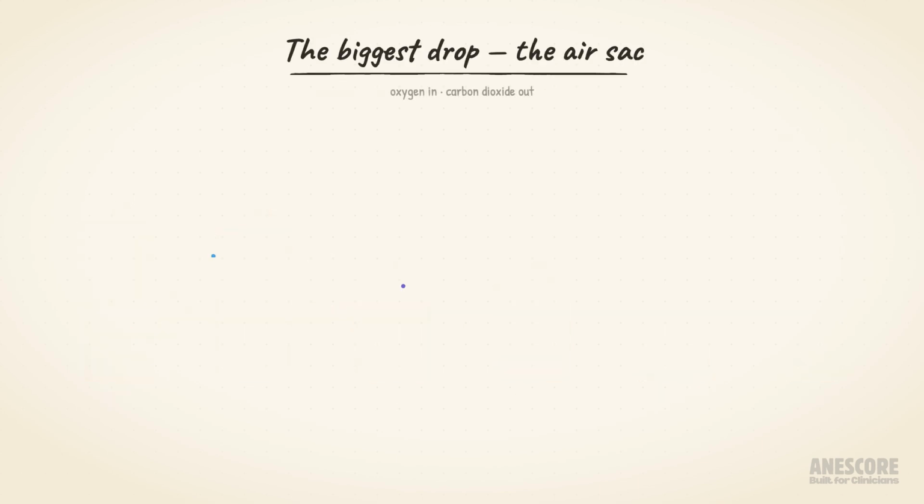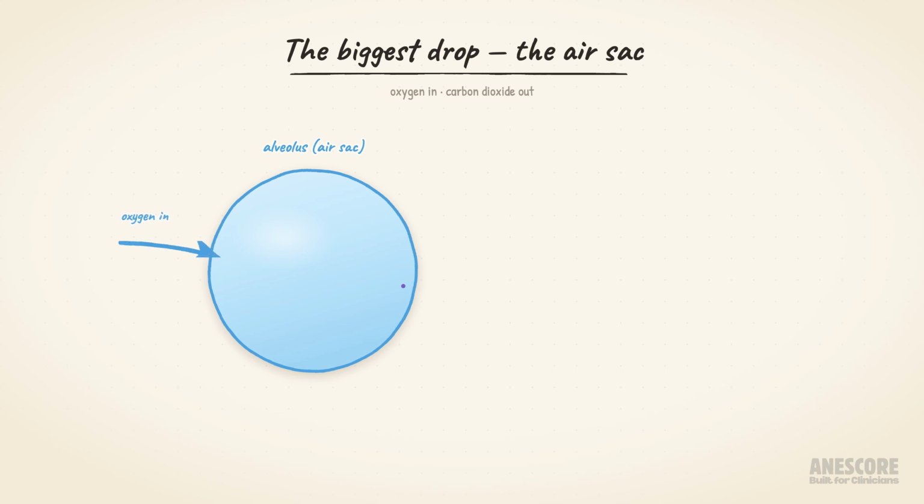The biggest step down is getting into the air sacs, the alveoli. Why such a big fall? 2 reasons. First, the water vapor we just added. It takes up space. Second, carbon dioxide. It is always streaming in from the blood, and it takes its share of the room too.